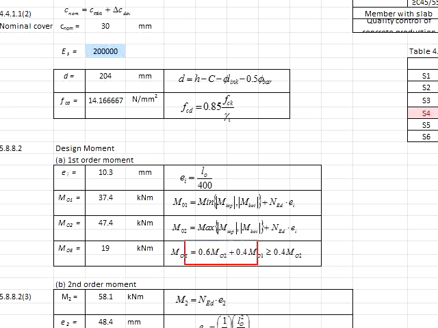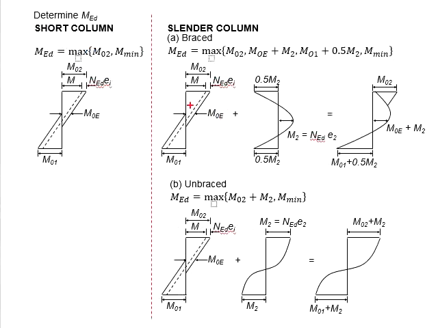These numbers need to be greater than 40% of M02. Now that you have obtained all the moments for this first order, you will need to determine the second order moment. For the brace structures, the top columns will have 0.5 M2, same goes to the bottom columns, and the mid-height of the columns will be about M2.